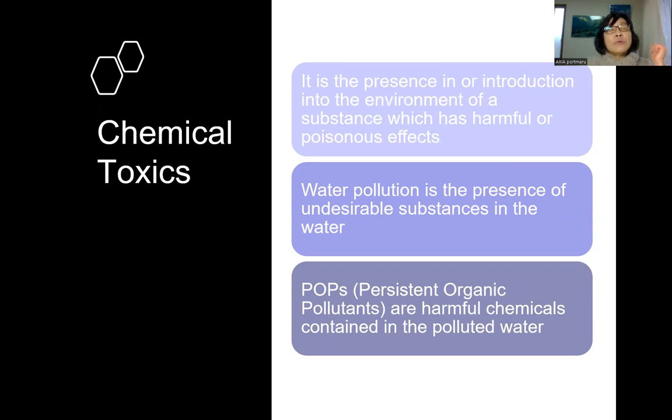And almost every kind of chemical toxics are POPs, that is, persistent organic pollutants. And POPs are harmful chemicals contained in the polluted water. And as the name indicates, persistent. It is very persistent. It doesn't decompose easily. So it remains in nature for hundreds and thousands of years until it decomposes.